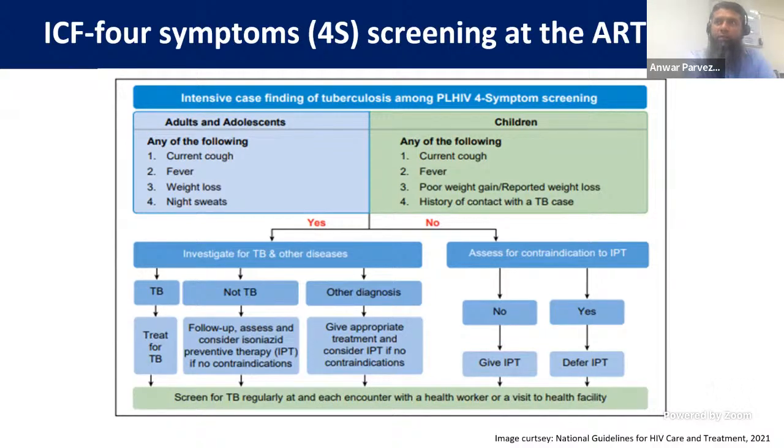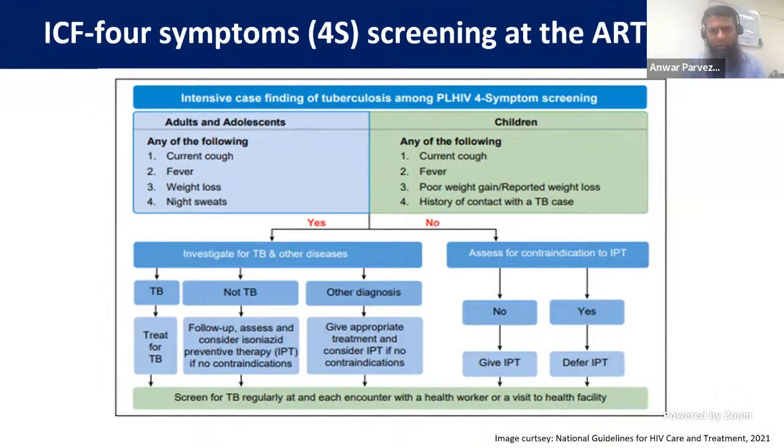And if we diagnose active TB disease, we will treat them with anti-TB medications. If it is not there, then we will consider those patients for isoniazid preventive therapy, or IPT, if there are no contraindications to isoniazid. If there is any other infection we come across or diagnose, for example pneumonia, we treat for that infection. And if the patient does not have any TB symptoms, then we will definitely consider those patients for isoniazid preventive therapy.